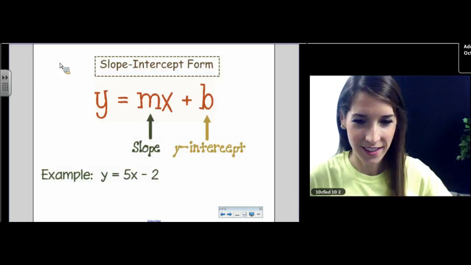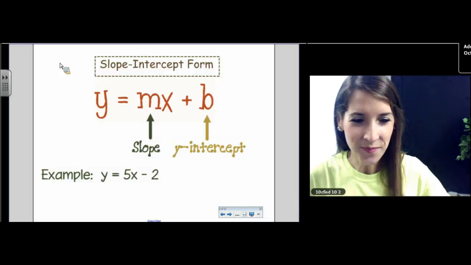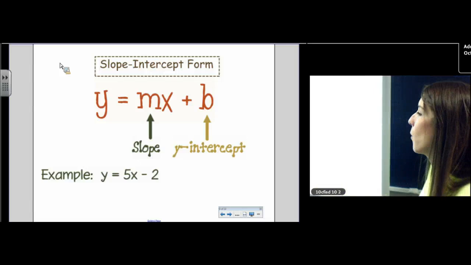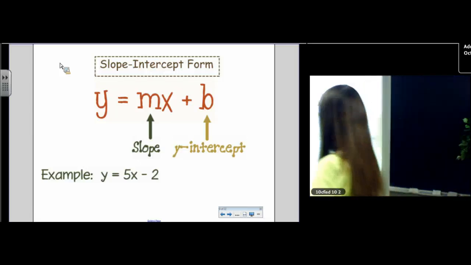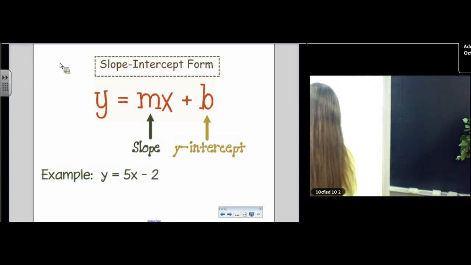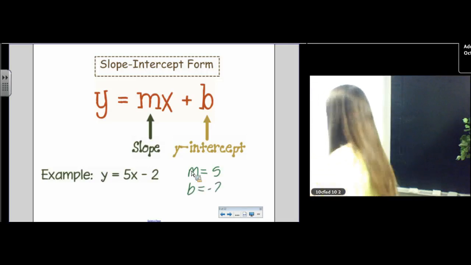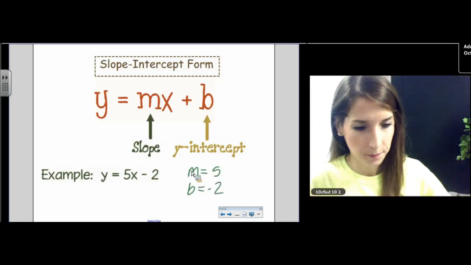Yes, you've heard of it. If you haven't, you're in trouble. No. An example would be y equals 5x minus 2, where 5 would be our slope, and -2 would be our y-intercept.